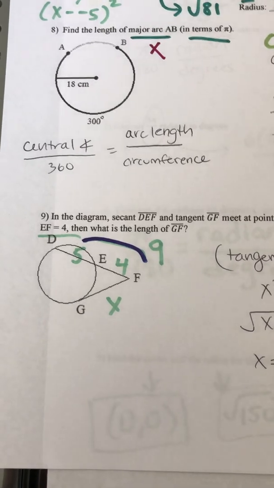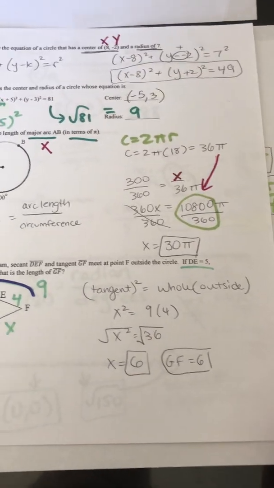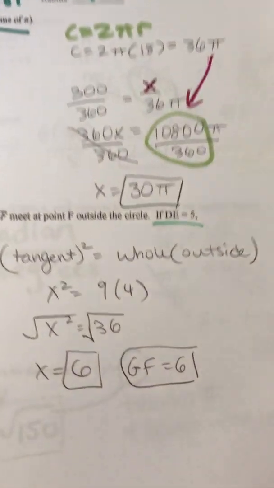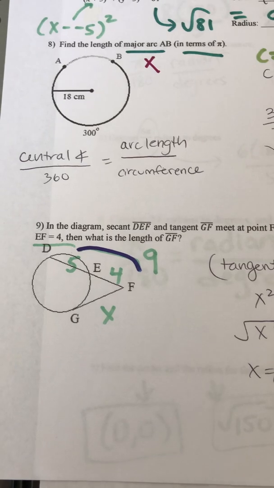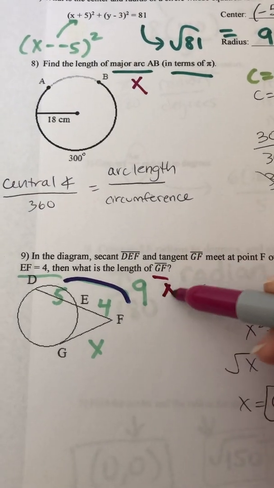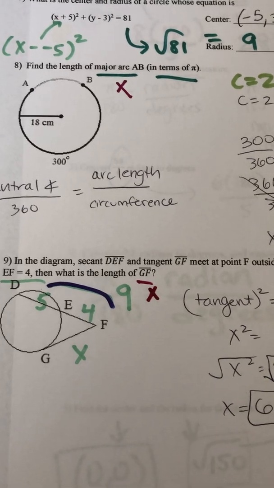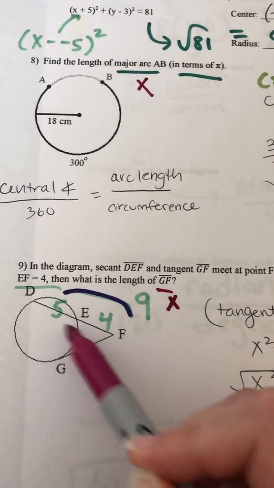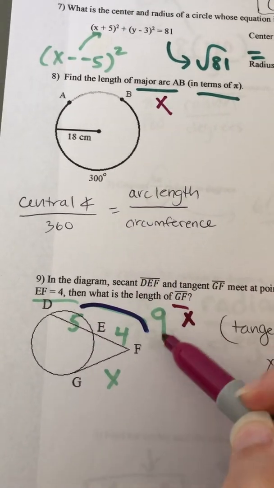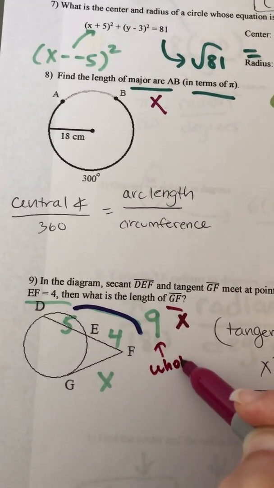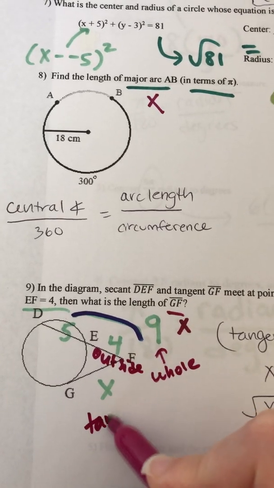The last question is dealing with a tangent and a secant. When you think back to that formula, when dealing with lengths, you're going to do tangent squared equals whole times outside. Well, the tangent is the unknown GF. That's what we're looking for. The part DE is 5, EF is 4. Oh, these two pieces get us this whole thing of 9. That's going to be the whole. The 4 is the outside part, and x is the tangent.